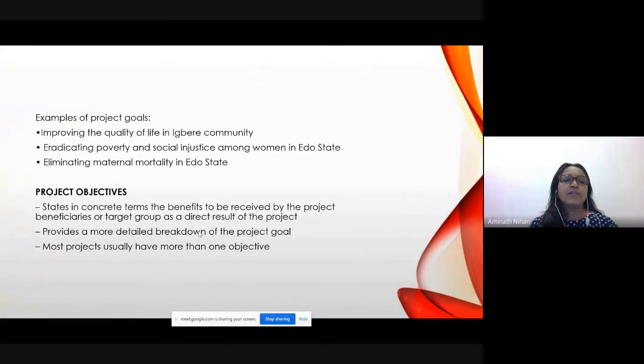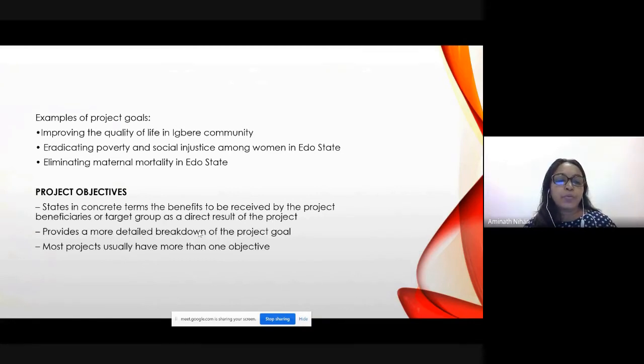That's it, right? So here are some examples of project goals. Improving the quality of life in a particular community, right? Eradicating poverty and social injustice among women. And so it can be very broad, but also describe it in relation to the target group, eliminating maternal mortality in Edo state. So like that. Okay, so that is the goal. Have a goal in mind that aligns with the vision in the strategic plan.